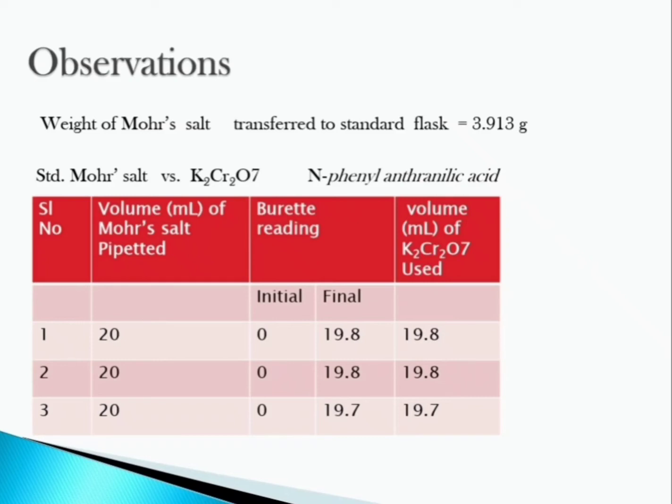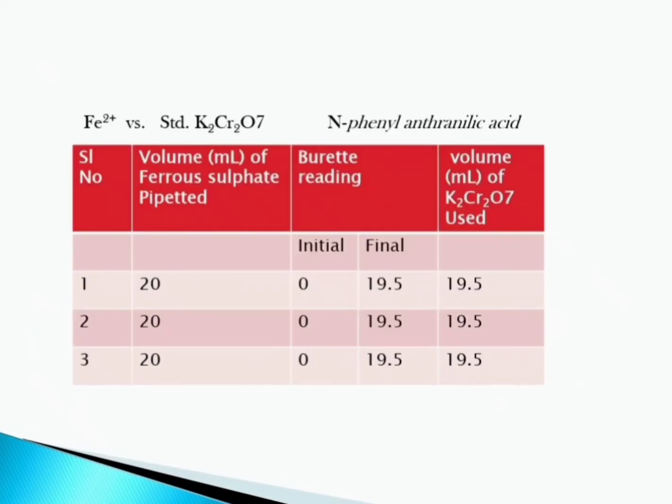Now let's move forward to estimations. Here Fe2+ is titrated against standard K2Cr2O7 with N-phenylanthranilic acid as indicator, to get the amount of Fe2+ ions in the whole of the given solution. The table has 4 columns. Volume of ferrous sulfate pipetted is 20 ml as indicated by the pipette mark. Burette readings initial 0, final 90.5. So volume of K2Cr2O7 used is 90.5. Repeat the experiment to get a concordant set of values. So this is the end of observation.